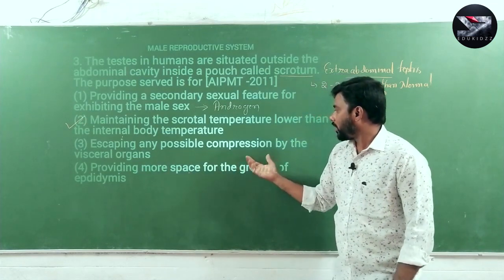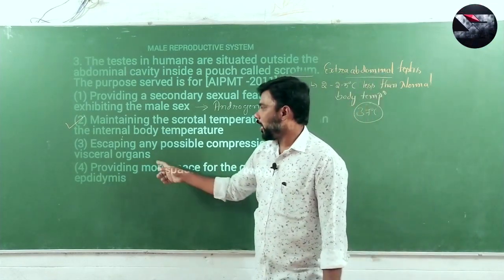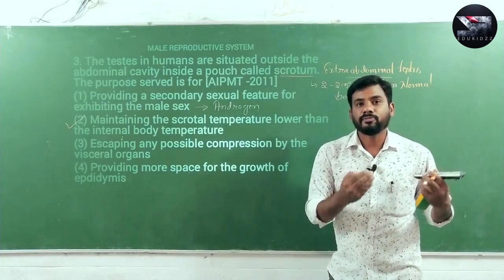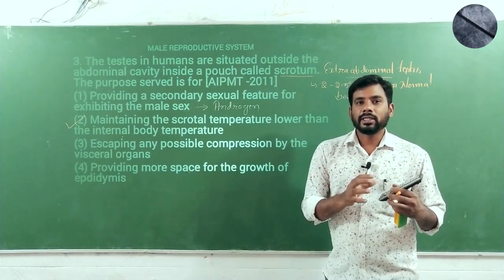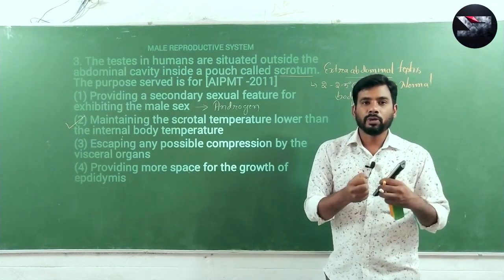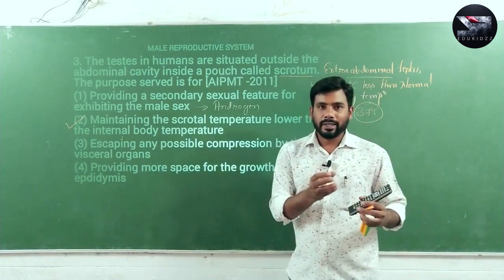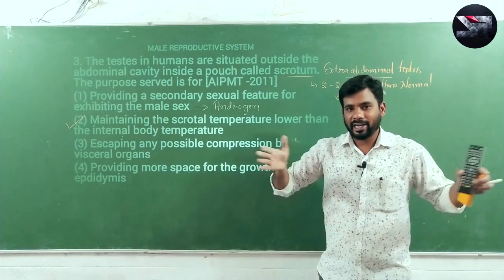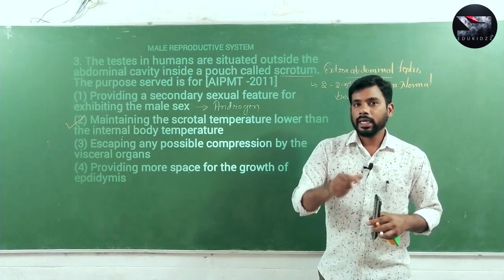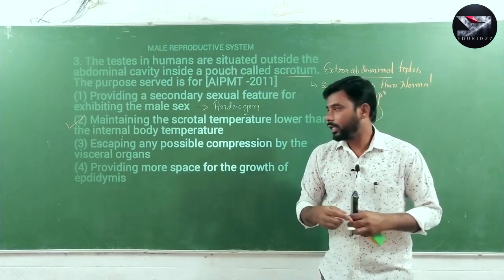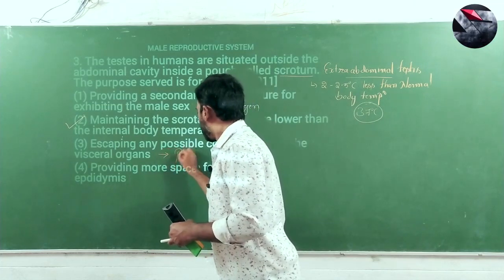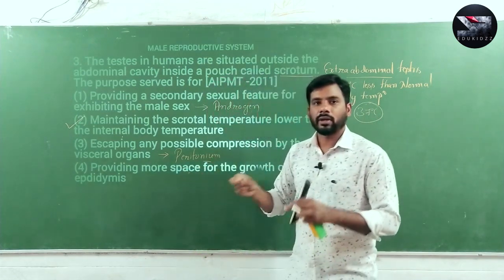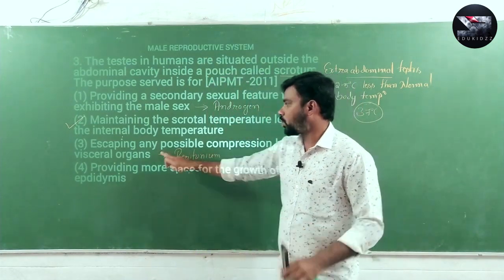Escaping any possible compression by the visceral organs: inside our body, the visceral organs are supported by different types of peritoneum layers. Those peritoneums hold the organs in their own position. For example, the heart is situated slightly tilted towards the left, and lungs are also around that region. So the heart cannot be compressed because of the presence of lungs. Why? Lungs, heart and every visceral organ is supported by specialized peritoneum layers, which help in maintenance of those organs and avoiding compression. So this is not the answer.